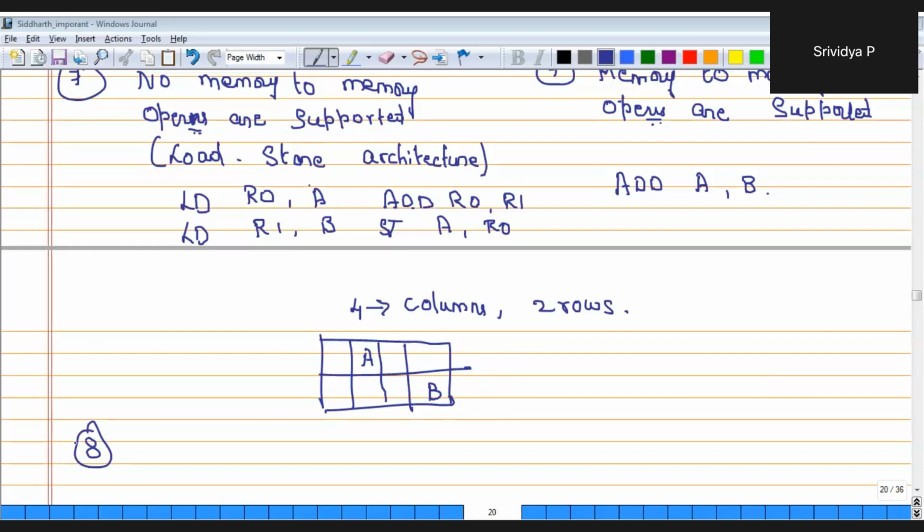Going to the eighth difference, in a RISC architecture, there is a very small number of addressing modes. Since CISC supports even memory addressing, the operations that can be performed on memory, it requires more addressing modes. So RISC has fewer addressing modes, whereas CISC has more addressing modes.